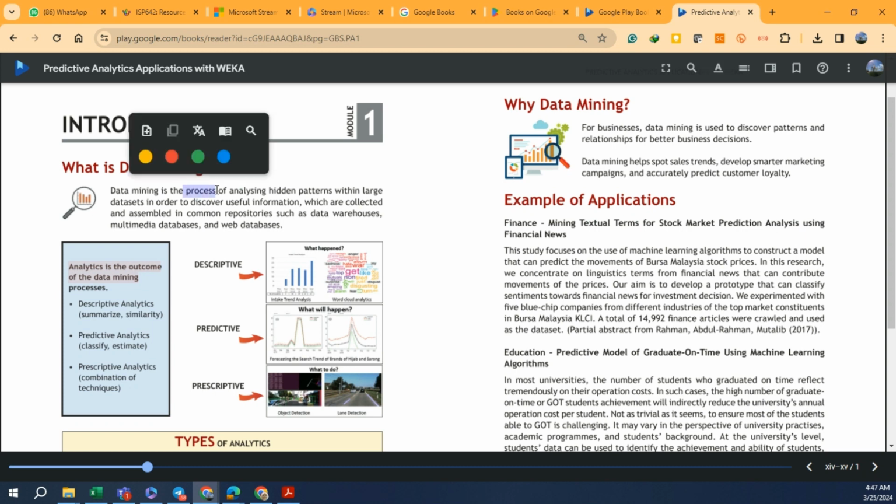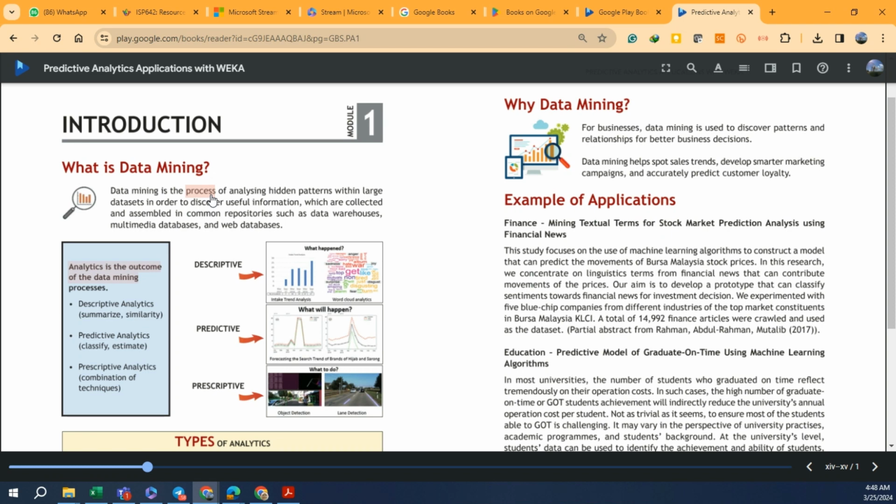Kena ingat satu benda, saya ulang banyak kali dalam semua kelas saya, data mining actually is a process. Proses, bila sebut proses, apa yang kena ada dalam proses? Proses mesti ada input, proses, output. Itu orang computer science mesti cover. You must understand, bila sebut computer, you have to give input, baru dia boleh proses and you dapat output.